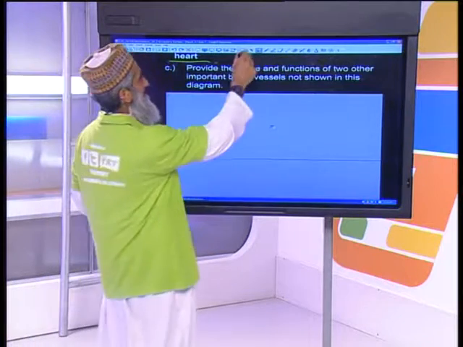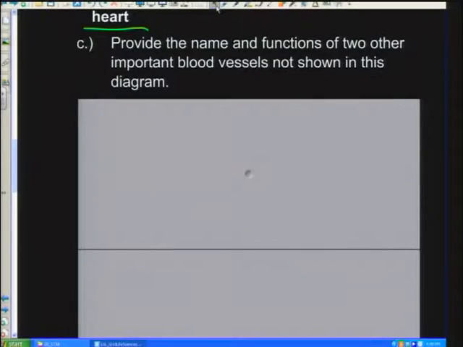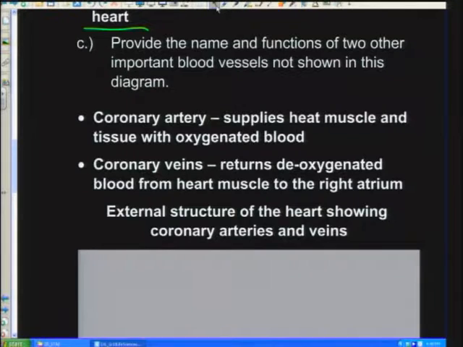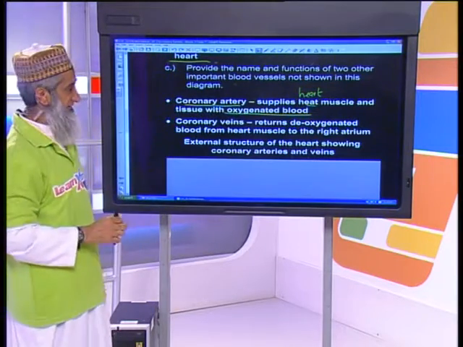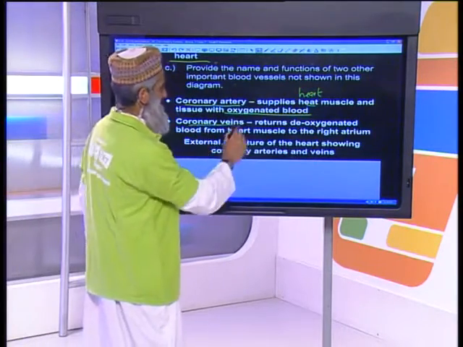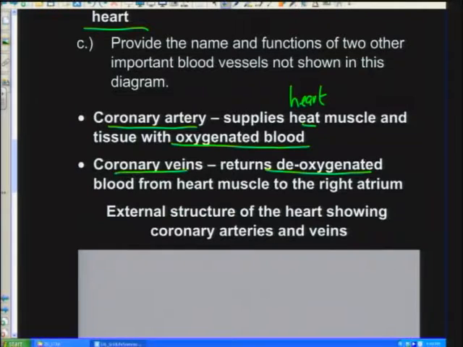Now they say provide the name and functions of two other important blood vessels not shown in this diagram. There would have to be the coronary vessels, the coronary artery, which supplies the heart muscle and tissue with oxygenated blood. We saw this when we saw the diagram of the external structure of the heart. And the coronary veins, we saw this also there, return deoxygenated blood from the heart muscle to the right atrium.